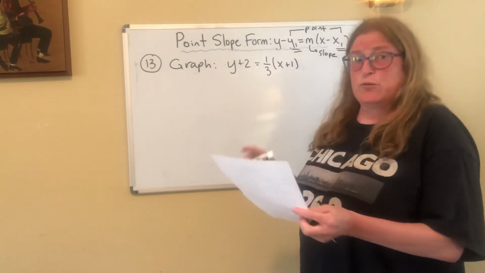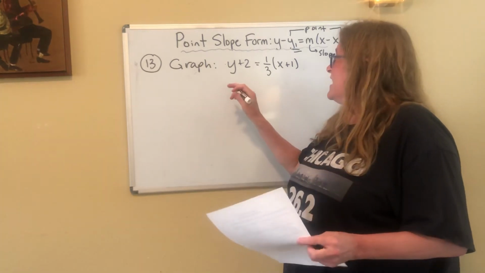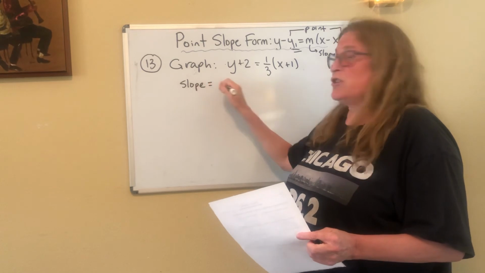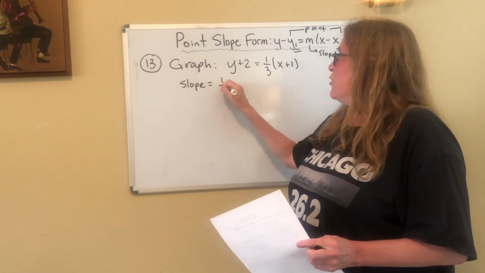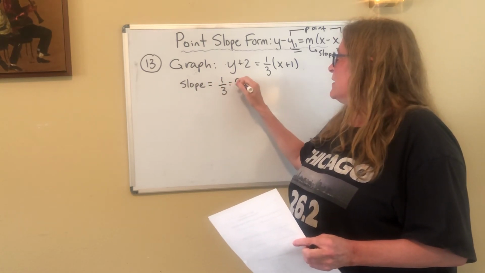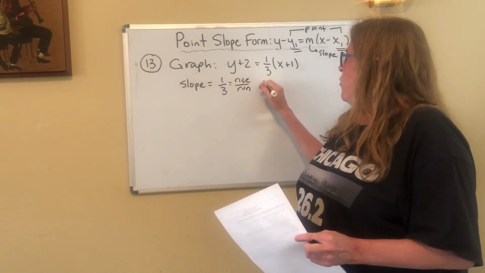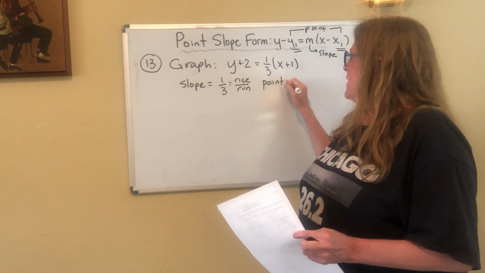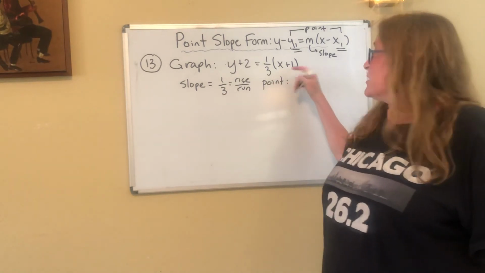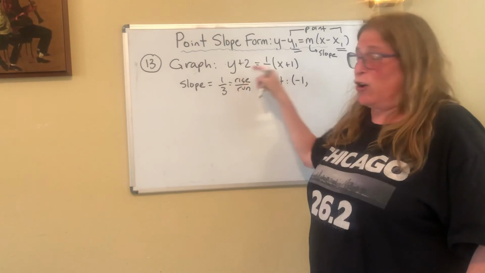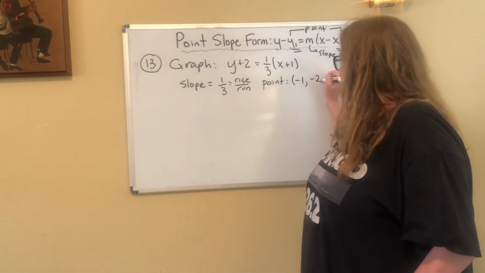So we want to do just what we did in the last section. We want to identify the slope, which is 1/3. And if you remember, slope is rise over run. And we want to do the point that they give us here. Remember, the plus means negative. -1 comma, and then that's also a negative, -2.